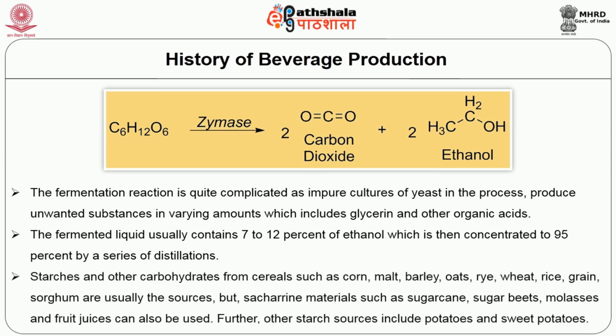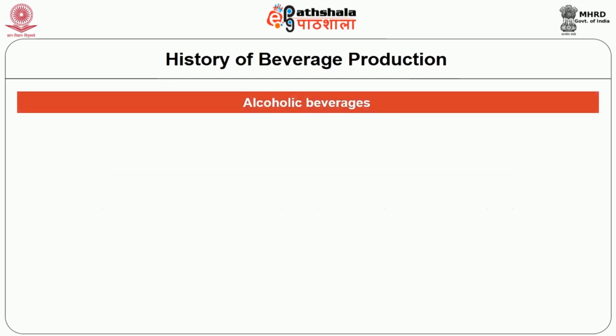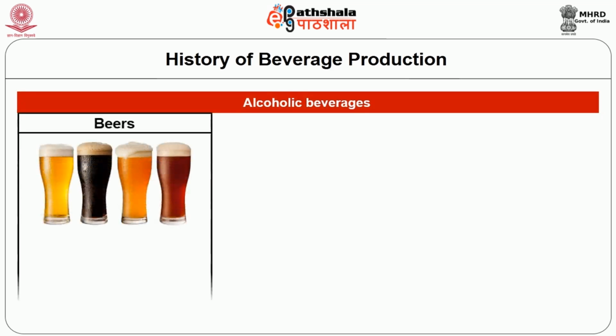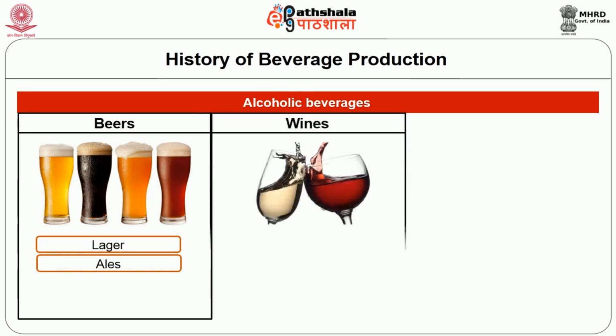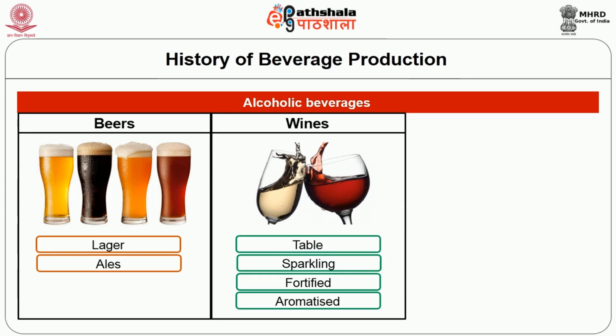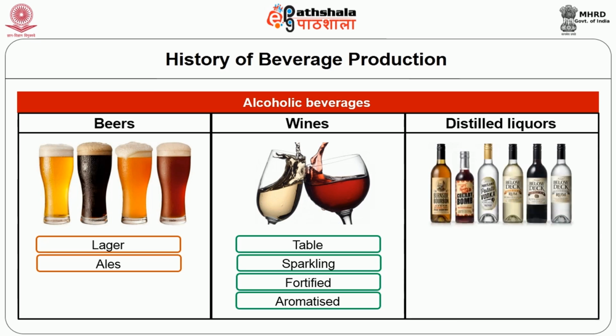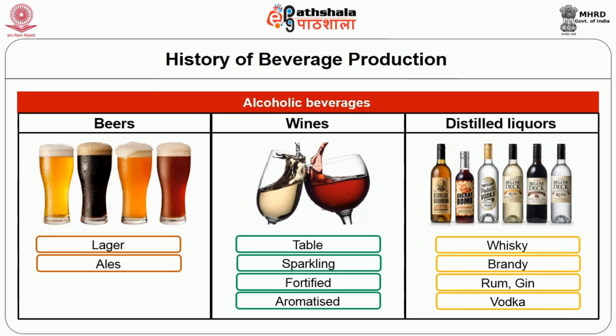Starches and other carbohydrates from cereals such as corn, malt, barley, oats, rye, wheat, rice, grain and sorghum are usually the sources, but saccharine materials such as sugarcane, sugar beets, molasses and fruit juices can also be used. Further, other starch sources include potatoes and sweet potatoes. The alcoholic beverages can be classified as beers, which include lager and ales; wines, which are table wine, sparkling wine, fortified wine and aromatized wine; and lastly the distilled liquors, which include whiskey, brandy, rum, gin and vodka.